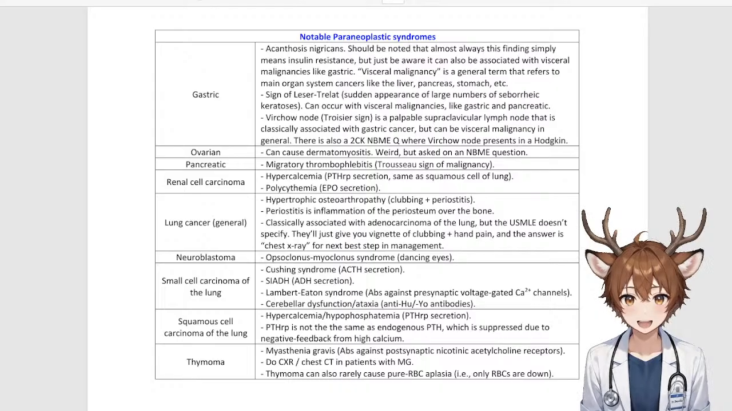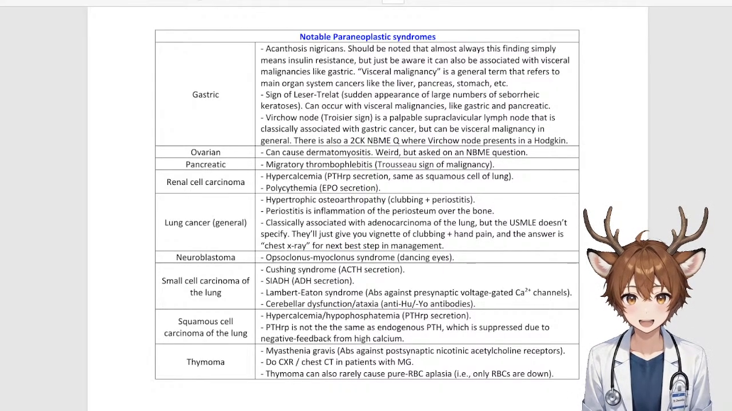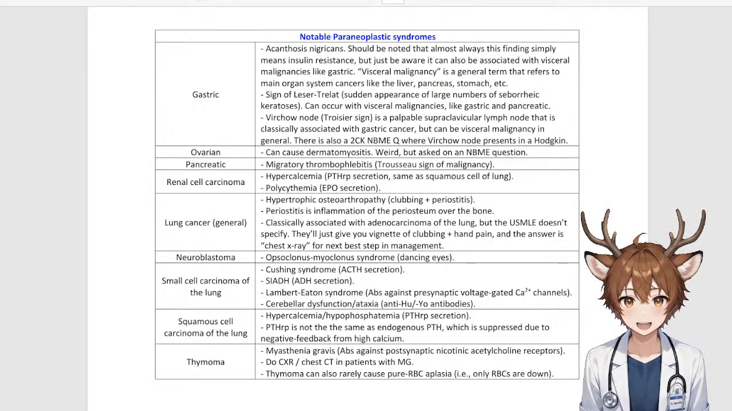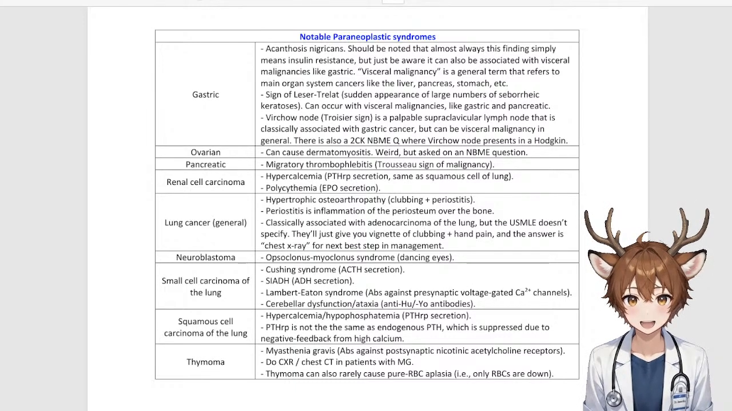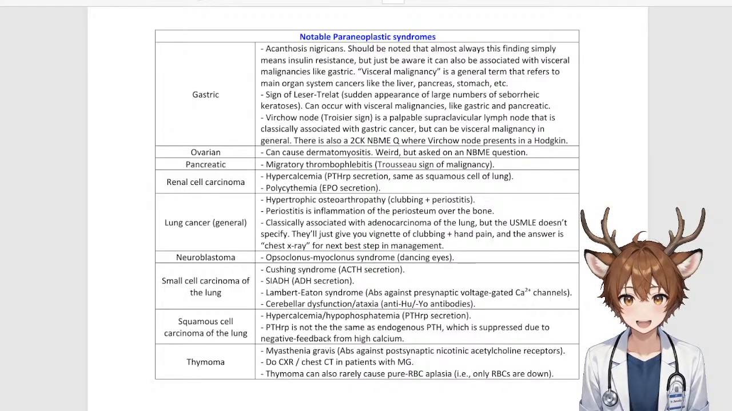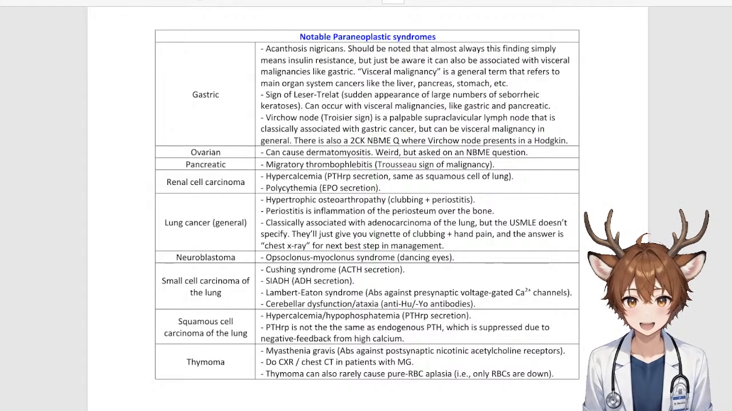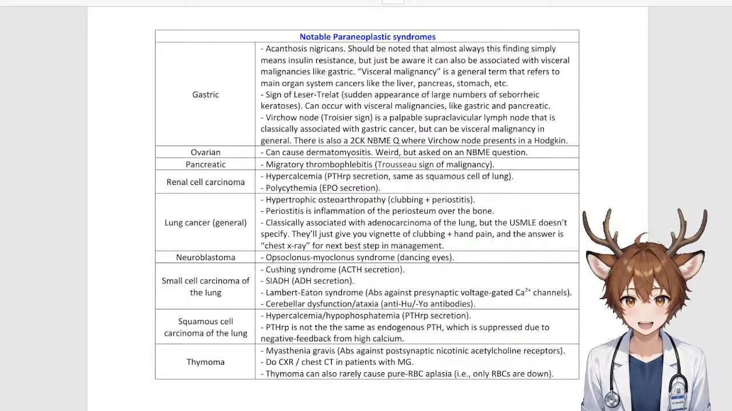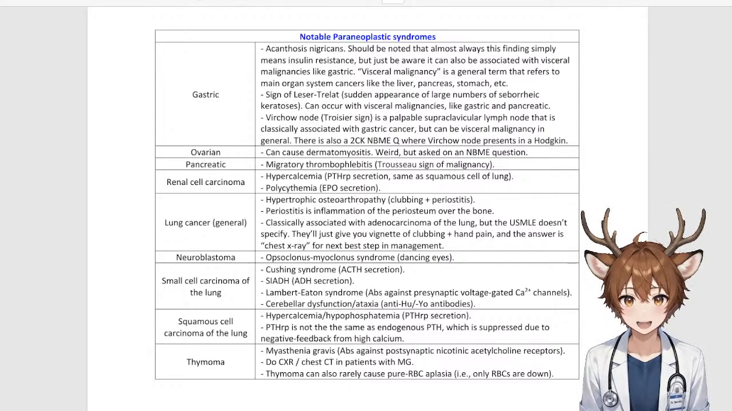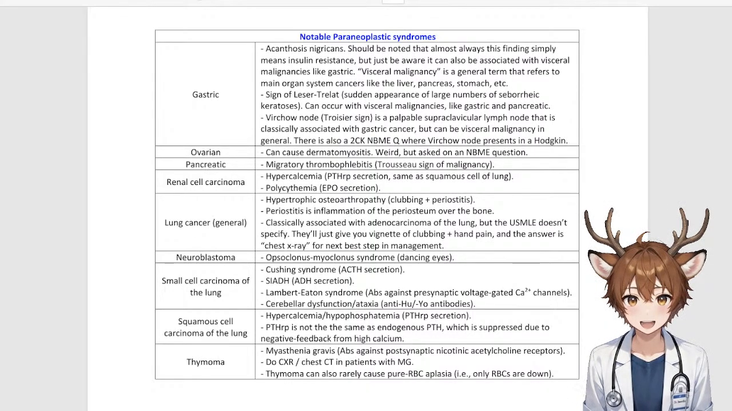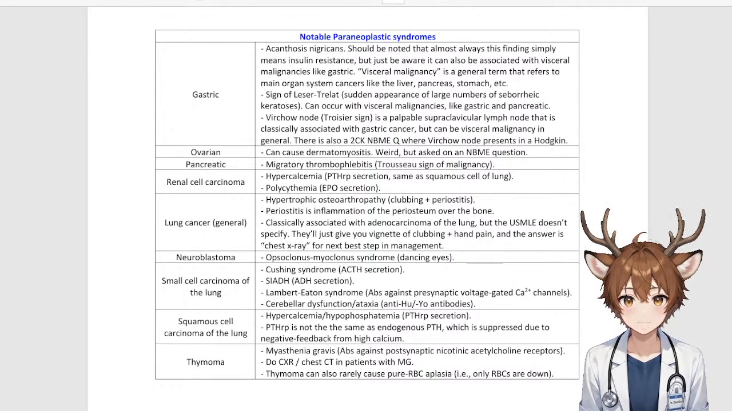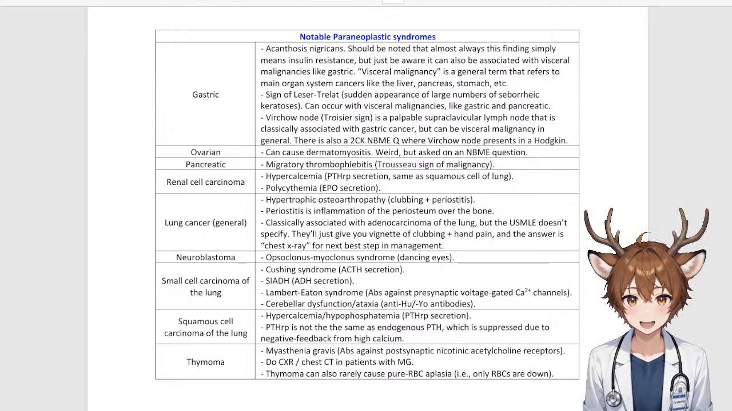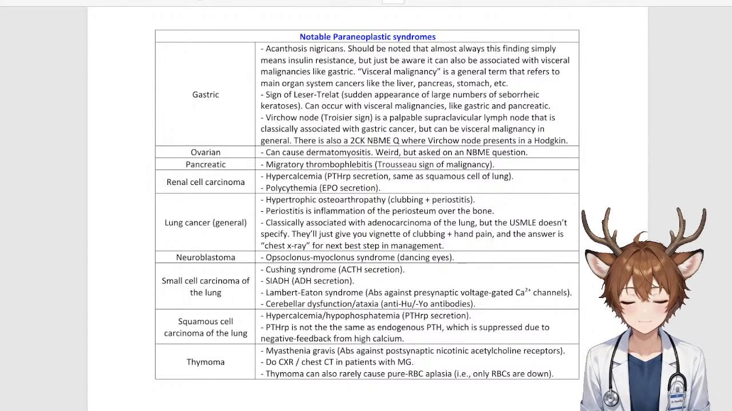Notable paraneoplastic syndromes. Gastric: acanthosis nigricans should be noted that almost always this finding simply means insulin resistance, but just be aware it can also be associated with visceral malignancies like gastric. Visceral malignancy is a general term that refers to main organ system cancers like the liver, pancreas, stomach, etc. Sign of Leser-Trélat, sudden appearance of large numbers of seborrheic keratoses, can occur with visceral malignancies like gastric and pancreatic.